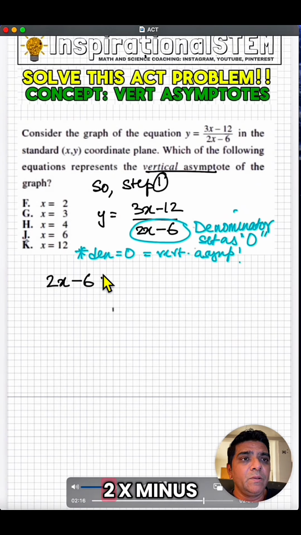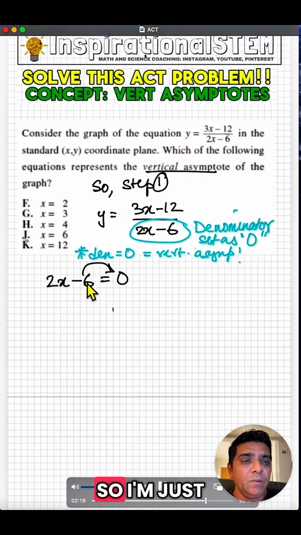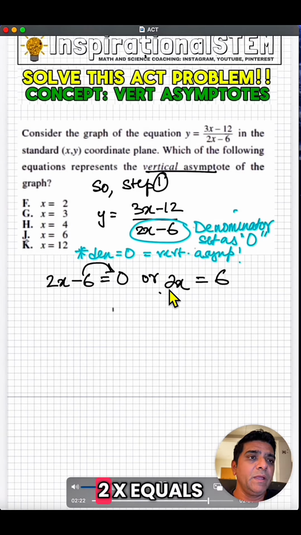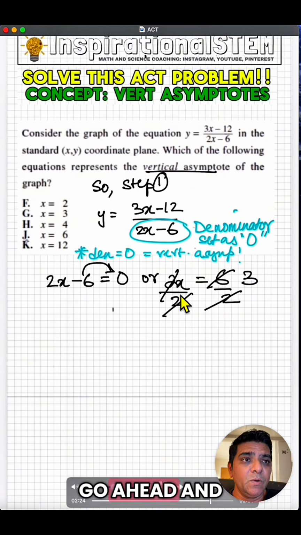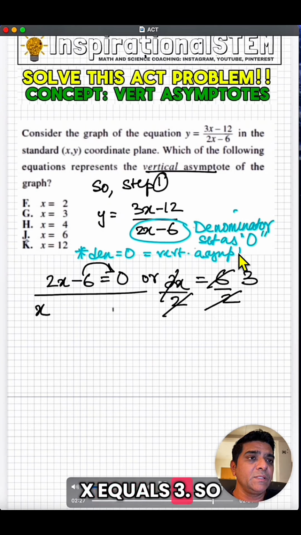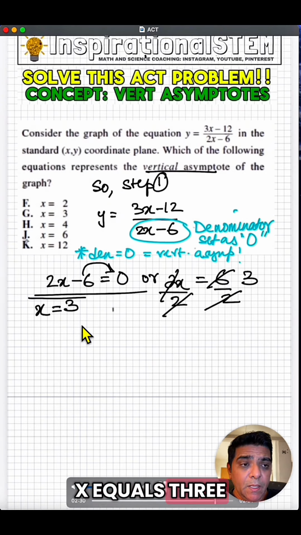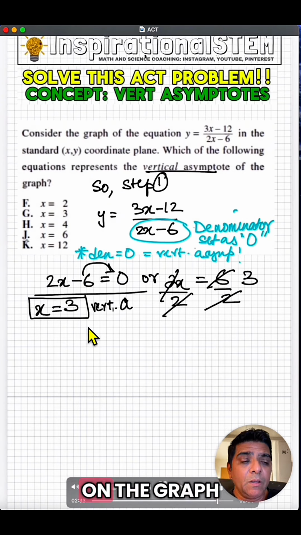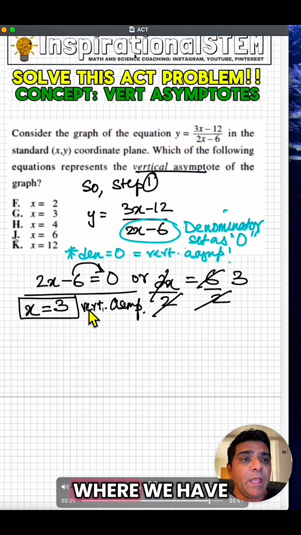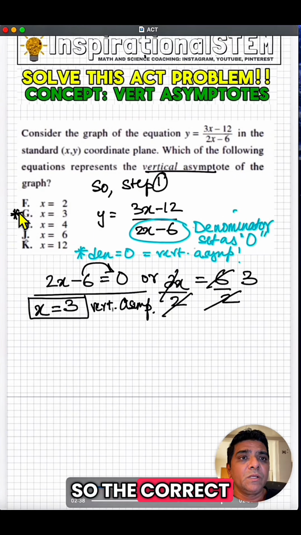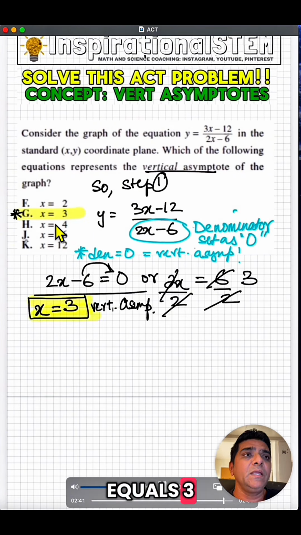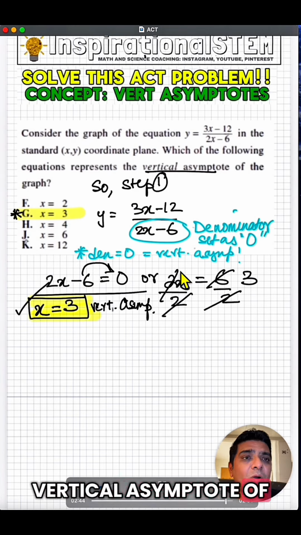So let's go and do that. 2x minus 6 equals 0. So I'm just going to bring this over to this side, so we have 2x equals 6, and just go ahead and divide by 2 on both sides. So we have x equals 3. So x equals 3 is that location on the graph where we have a vertical asymptote. So the correct choice is choice G here, where x equals 3 represents the vertical asymptote of this particular rational equation.